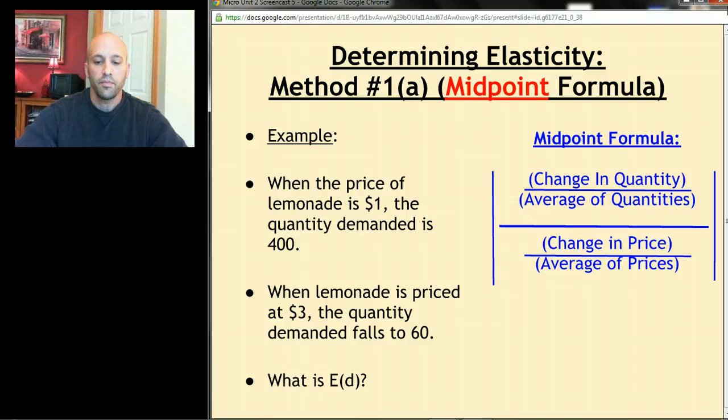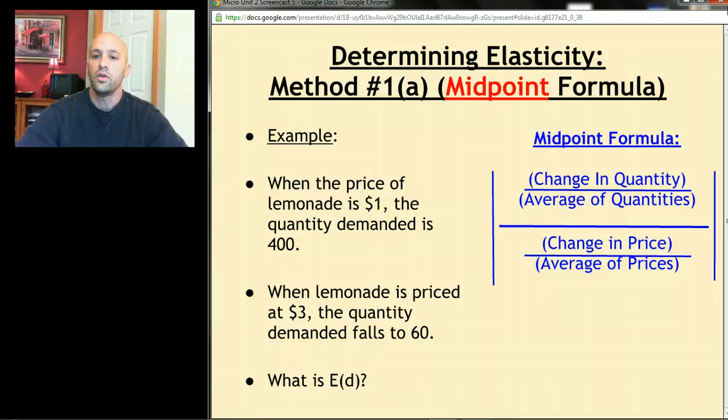Let's take this example. Let's say that when the price of lemonade is $1, and there's lemonade again, I feel terrible. When the price of lemonade is $1, let's say people buy 400 cups of lemonade. Let's say we then raise the price of lemonade to $3, and we find that the quantity demanded falls to only 60 cups of lemonade, and we need to find out what the elasticity of demand is. Now here I'm not giving you the percentage changes, here I'm giving you 2 price-quantity combinations. Price of $1, quantity 400, price of $3, quantity 60.